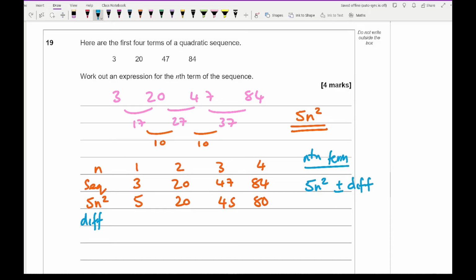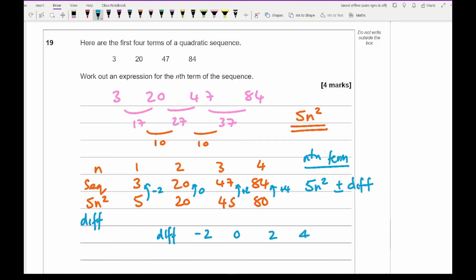So from this, what I then want to do is work out the difference to get from 5n squared to this. So here that's going to be minus 2, here it's going to be 0, here it's going to be plus 2, and here it's going to be plus 4. So the difference has got a sequence of minus 2, 0, 2, and 4.